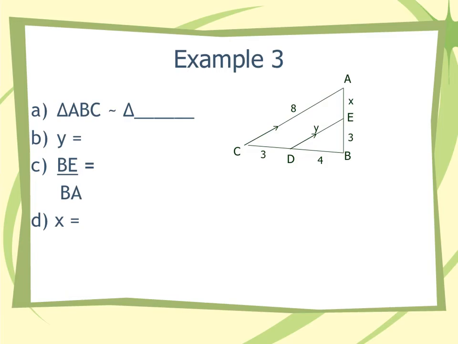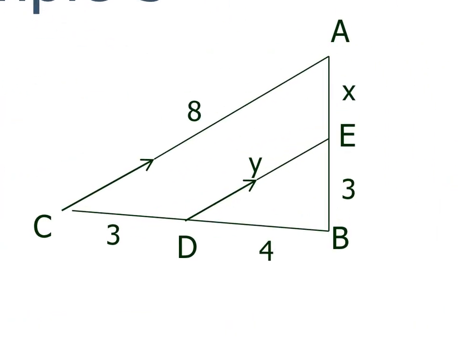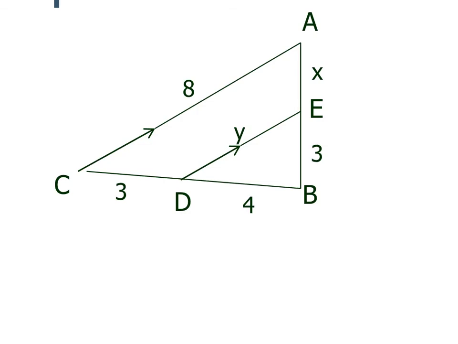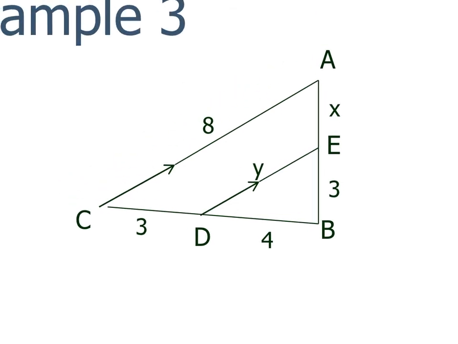Let's talk. Before we can start answering these questions, the very first question says, triangle ABC is similar to triangle blank. Before you start doing anything, you better be sure that these are similar, because I would have no problem giving you a question like this and not making them similar and watch you do all the work to find out afterward that they were never similar. So let's just talk about this. Let's determine whether they are in fact similar.